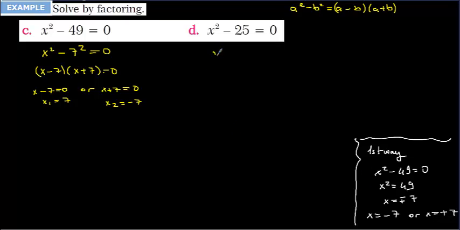For the second one, x squared minus 25 is equal to 0, so x squared minus 5 squared is equal to 0. With the a squared minus b squared formula, a minus b times a plus b is equal to 0. So x1 is equal to 5, and x2 is equal to minus 5. So the solutions are 5 and minus 5.